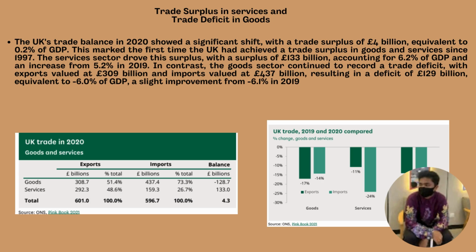In contrast, the goods sector continued to record a trade deficit, with export value at 309 billion and import value at 437 billion, resulting in a deficit of 129 billion, equivalent to negative 6.0% of GDP, a slight improvement from negative 6.1% in 2019.